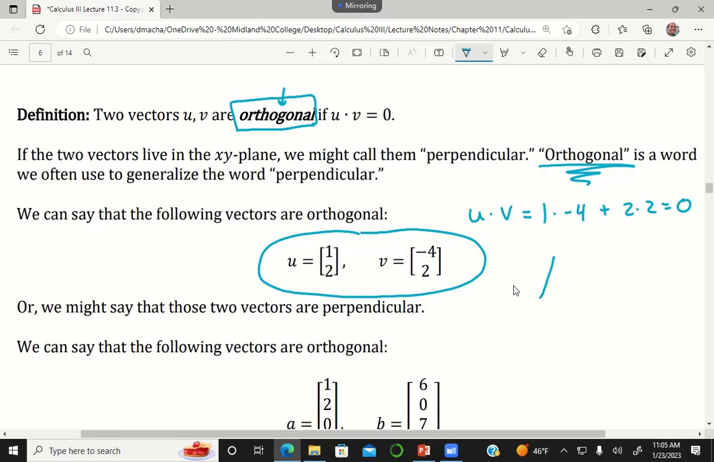So this would be my vector u. v is negative 4 in the x direction and positive 2 in the y direction, so this would be like v. And so u and v would be perpendicular, because they live in the plane, like that.